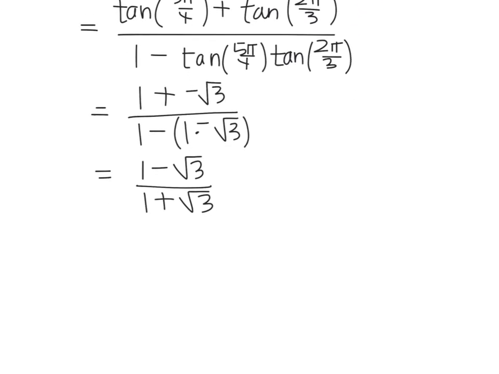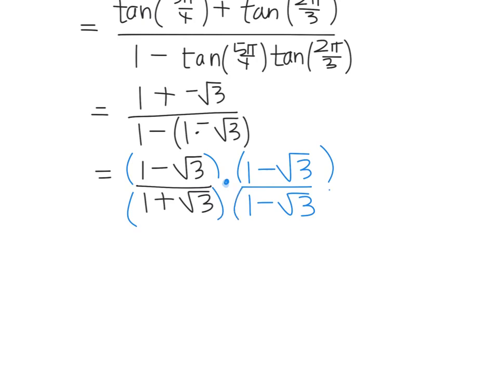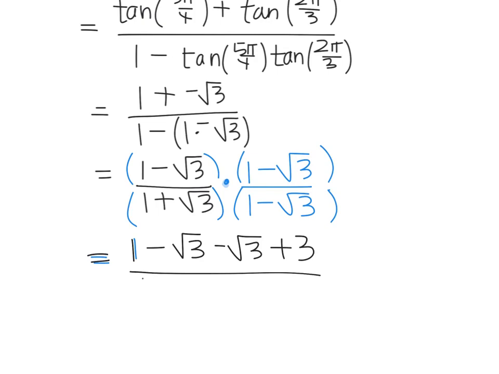You could leave this as your final answer, but if you choose to rationalize the denominator, I would multiply the top and the bottom by the conjugate of our denominator, so 1 minus radical 3. So we're going to get 1 times 1 is 1, minus radical 3, minus radical 3, then plus 3, all over 1 times 1 is 1, minus radical 3, plus radical 3, and then minus 3.